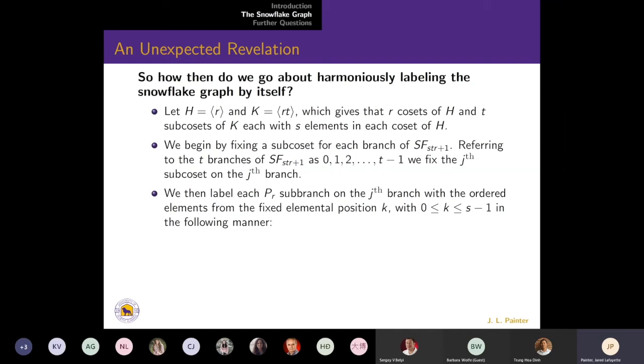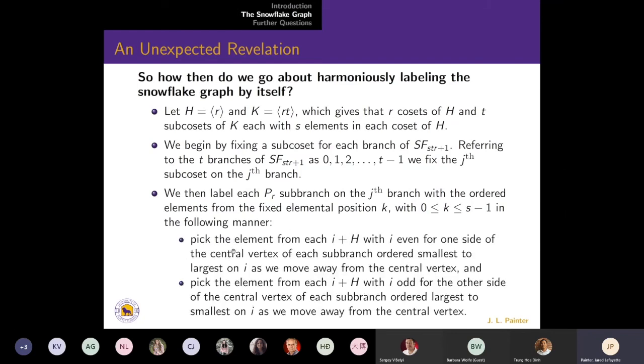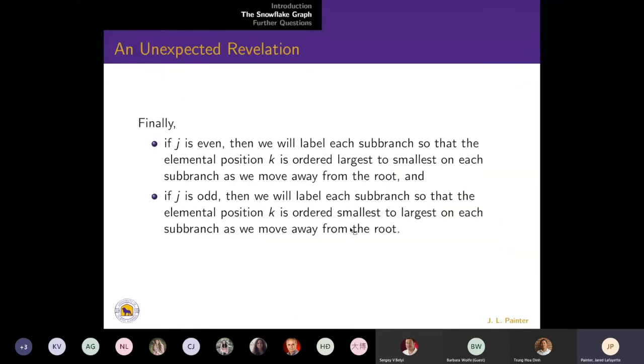So if we take the jth sub-branch moving away from the root, then we fix a certain elemental position on that way, depending on a certain ordering. So we do it in a certain ordering. Then we label elements from the i plus H coset with i even for one side of the central vertex of each sub-branch, ordered smallest to largest as we move away from the central vertex, and then pick elements from each i plus H with i odd for the other side of the central vertex of a sub-branch, ordered largest to smallest. So we have to switch the order. It's kind of a weird situation how we have to switch those orders.